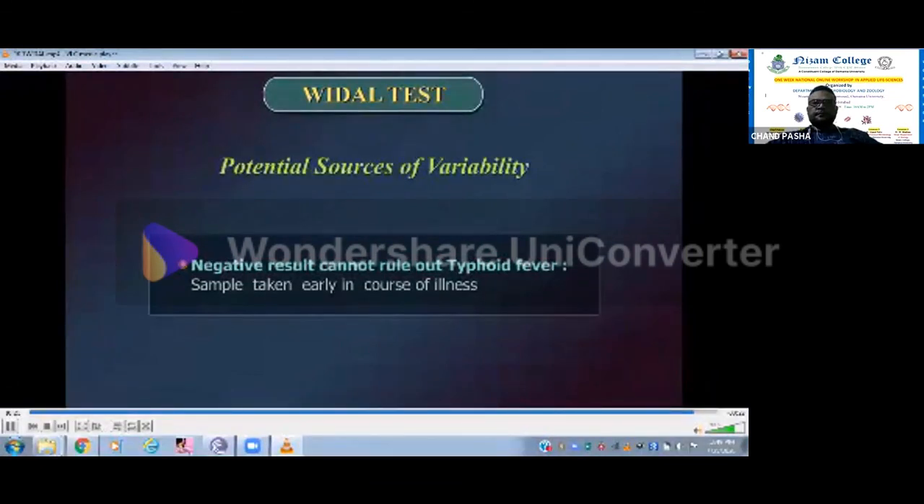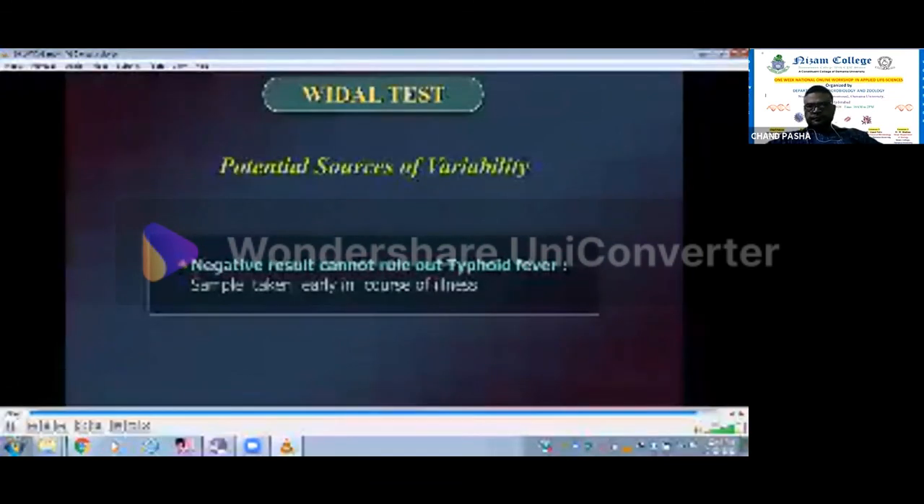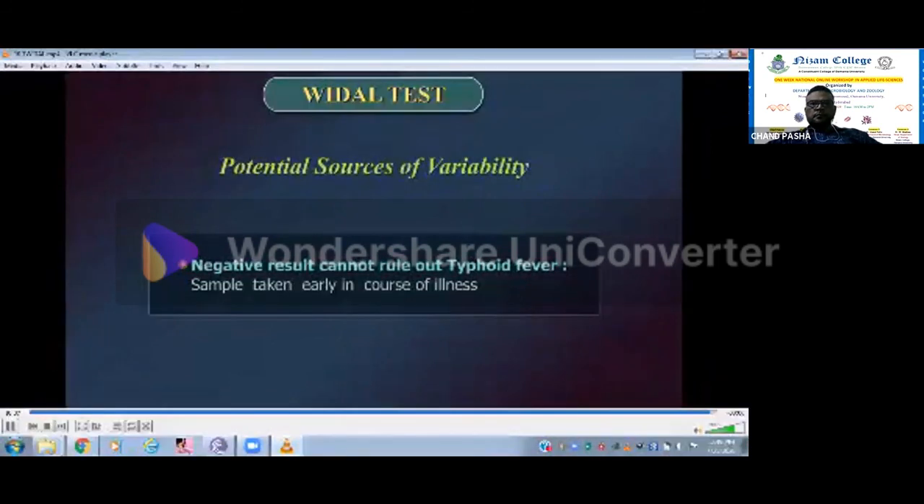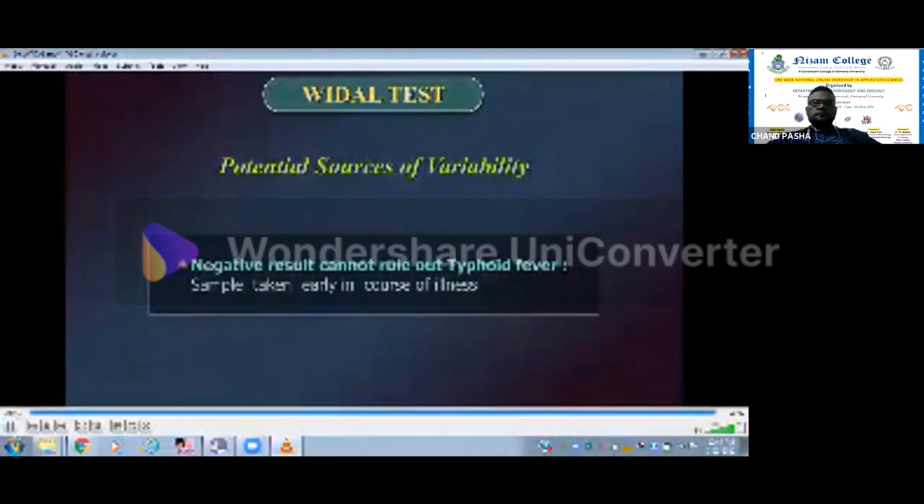This is because antibodies have still not reached the detectable limit during this period. Diagnosis of typhoid fever can be more definitively established from increasing titers of H and O antibodies in successive tests rather than from a single test result of H and O titers.